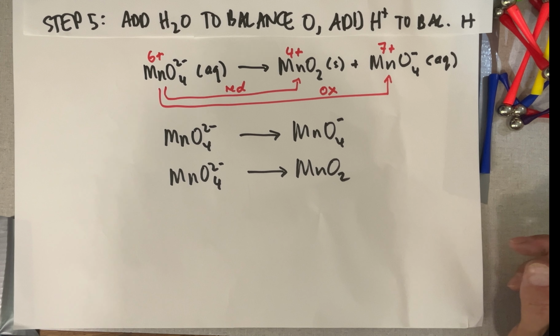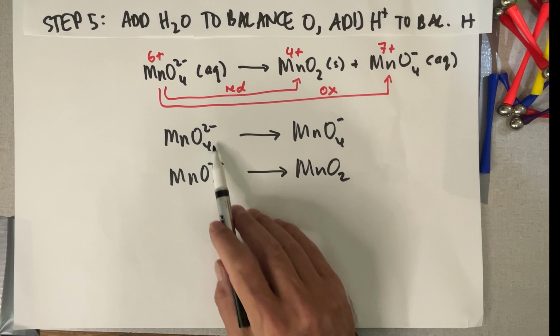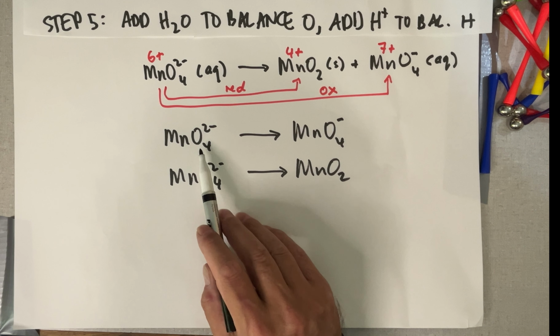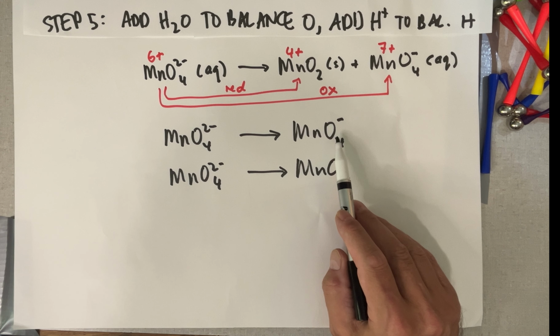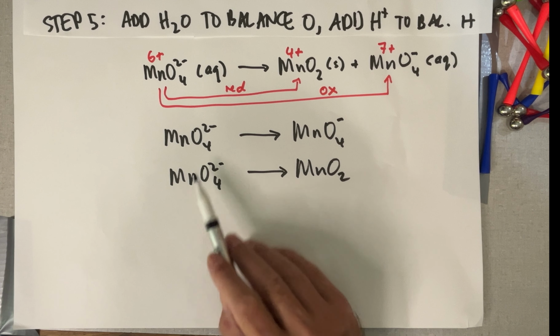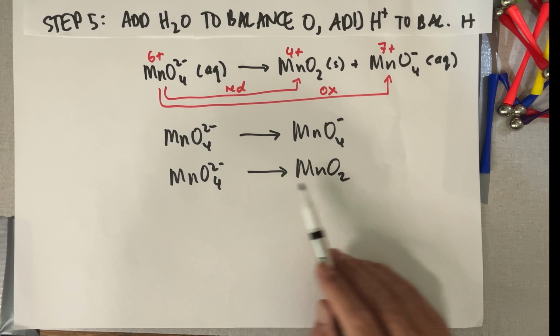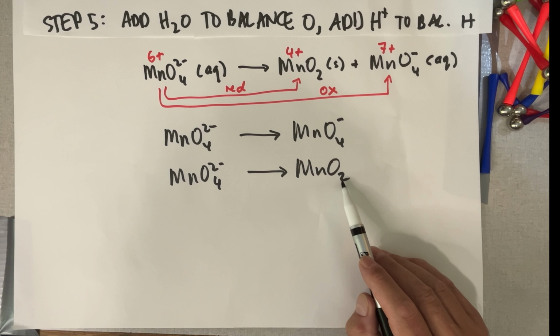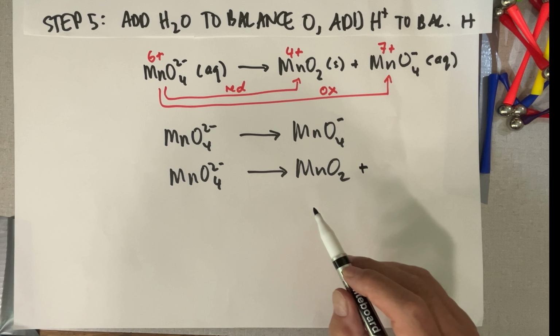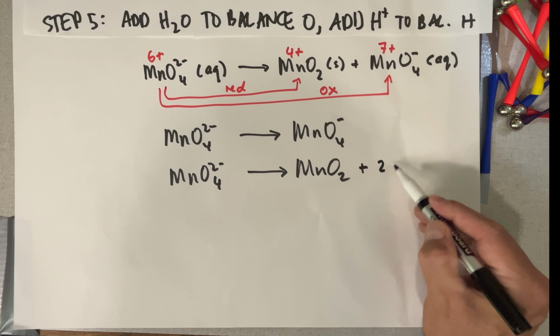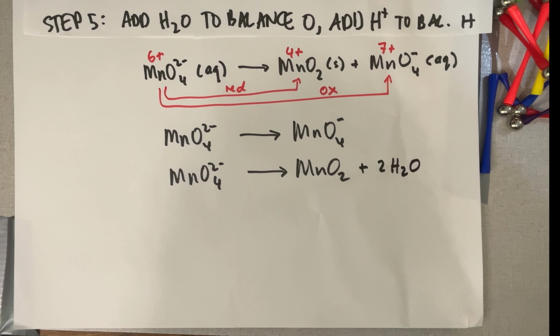Step 5, add water to balance the oxygen, add H plus to balance the hydrogen. In the first half reaction, you have 4 oxygens and 4 oxygens, so there's nothing to balance. In the second half reaction, you have 4 oxygens, and on this side only 2 oxygens. So to balance the oxygens, you add water, and since you have 2 oxygens here, you need 2 water.